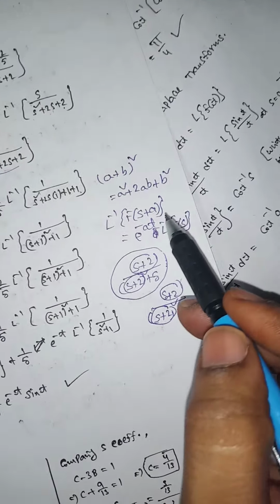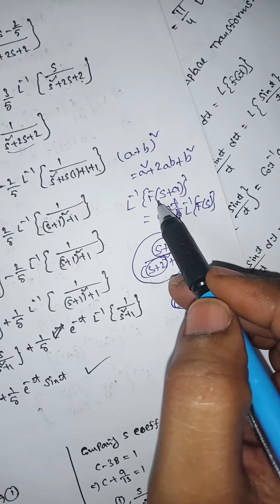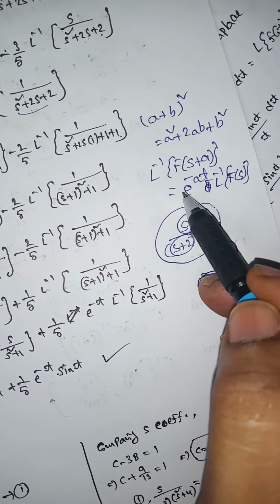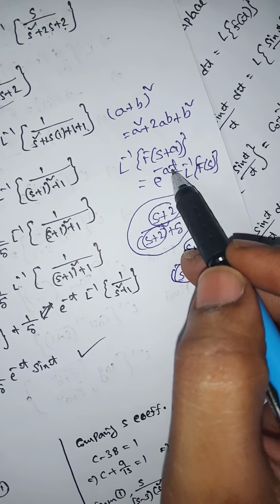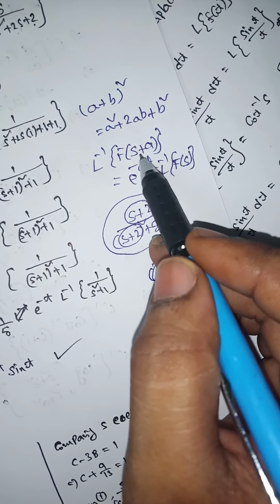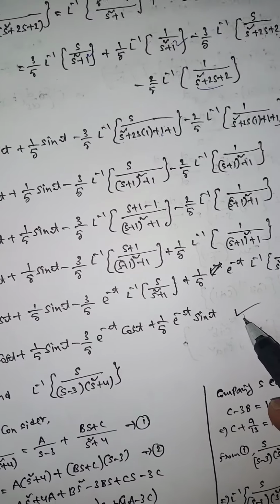And here this is important, L inverse of f of s plus a. That means if you have it in terms of s plus a, immediately you can multiply by e power minus at. If you have it in terms of s minus a, you can multiply by e power at, and immediately you can replace s plus a by s, L inverse of f of s. Later you can solve this. This answer we have. Thank you.